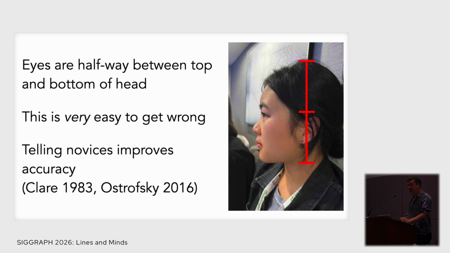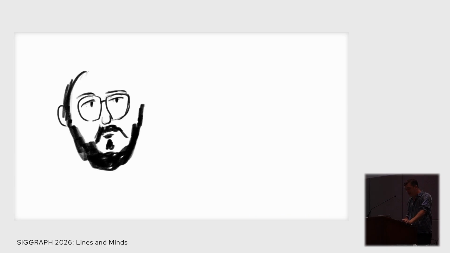And what's more, there are studies showing that if you tell novices this fact before they copy a sketch of a person, they will get the proportions more accurately. So knowing this helps novices improve their drawing ability. And one interesting thing is that the position of the eyes tends to depend on the hairline. So people who are bald tend to get the eyes a little higher, if you're not paying attention to this fact.